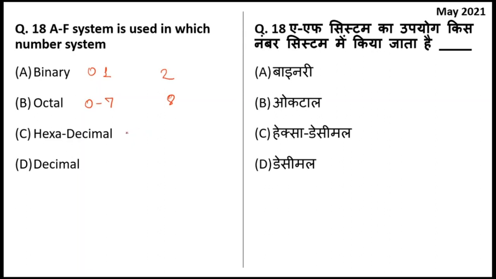Hexadecimal is the number system which has 16 as the base. Here you have numbers from 0 to 9 and then letters from A to F. So in total there are 10 numerals and 6 alphabets, that is why the base is 16. Decimal is between 0 and 9 and the base is 10. The number system that has A to F, as you can see clearly from the screen, is option C.